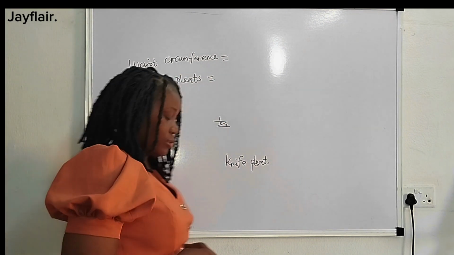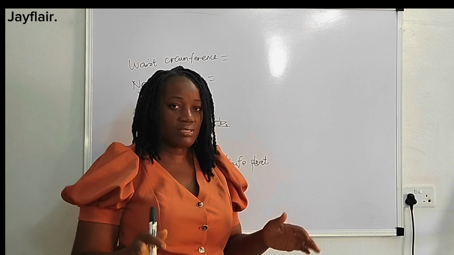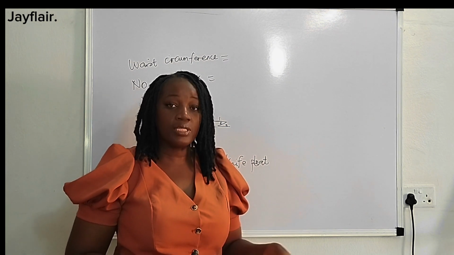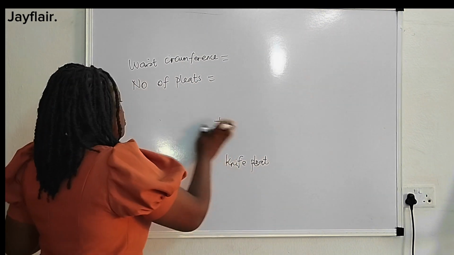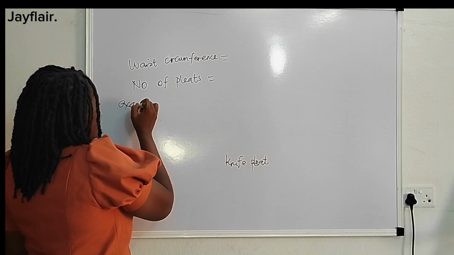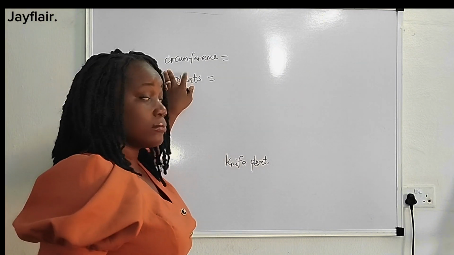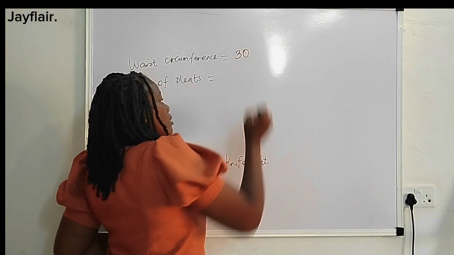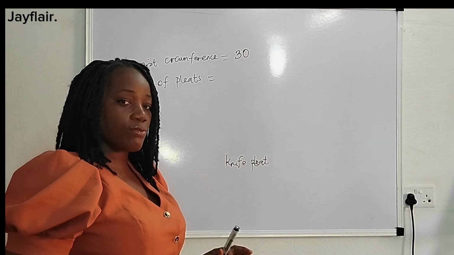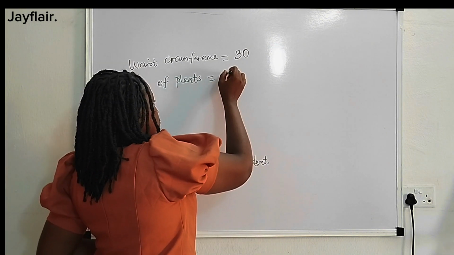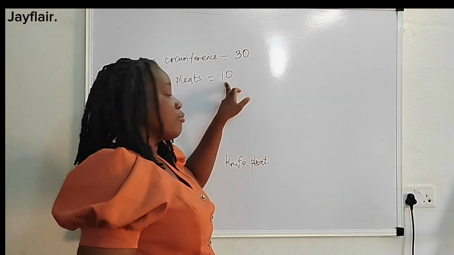You can't just start pleating and you don't even know how many pleats you're working with. It's necessary that you know the number of pleats from the beginning. So I'm going to do an example. Let's say our waist circumference is 30, and the number of pleats we are working with from the beginning is 10, assuming you are making knife pleats. So the number of pleats is 10.